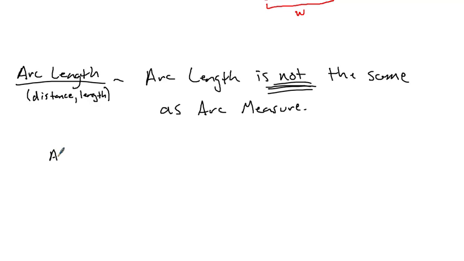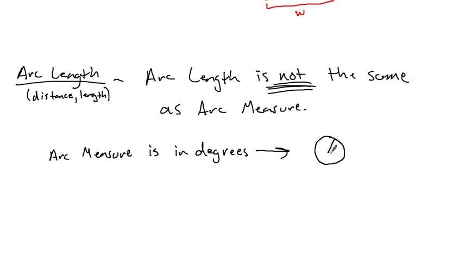So a couple little notes. Arc measure, which we've already done, is in degrees. Okay, so quick example. Draw a terrible little circle here. And we say that this is 60 degrees. This is A. This is B. Well, then the measure of arc AB equals 60 degrees. Okay, fair enough, right? Everybody's okay with that.